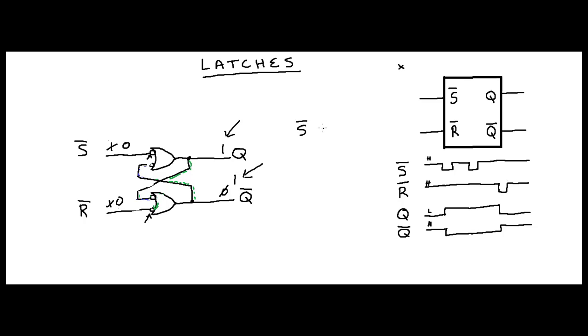Here's S bar, R bar, it's this Q and Q bar, right? Now, we can simply draw a truth table like this. Why don't you pause the video right now and try to fill it in, and then come back and we'll do it together, okay?